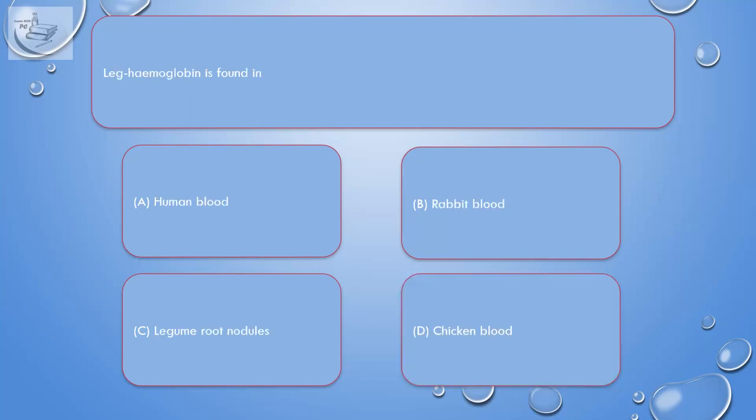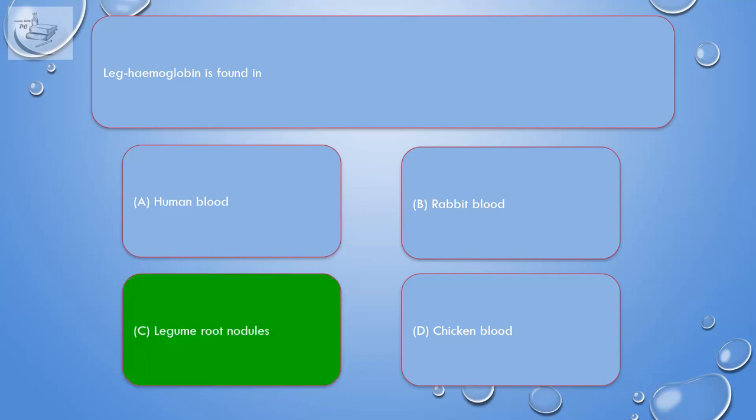Question: leg hemoglobin is found in A. Human blood. B. Rabbit blood. C. Legume root nodules. D. Chicken blood. Correct answer is C. Legume root nodules.